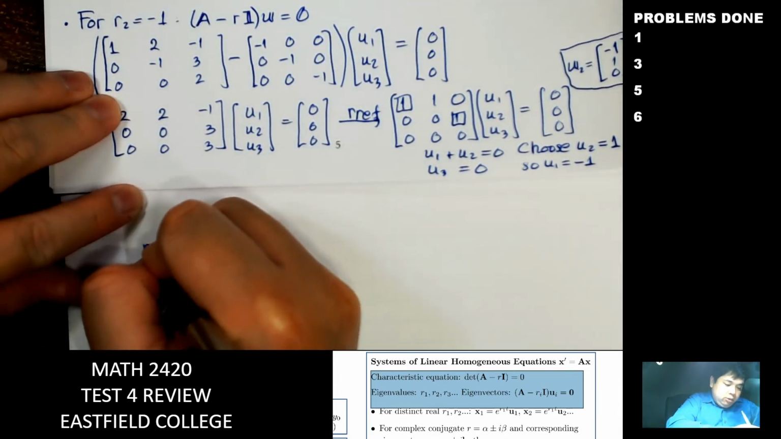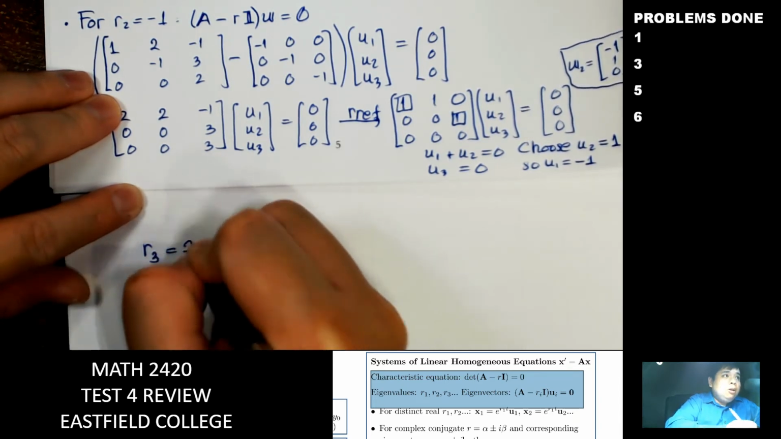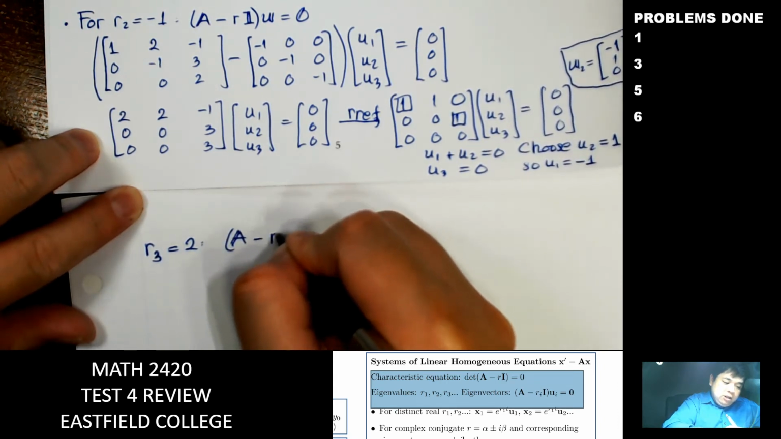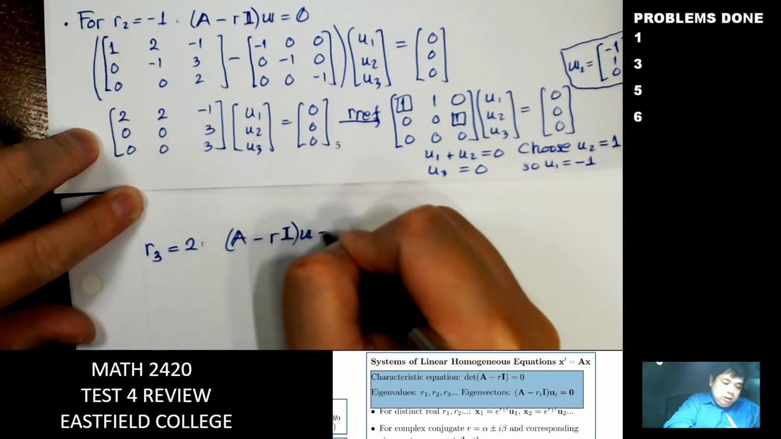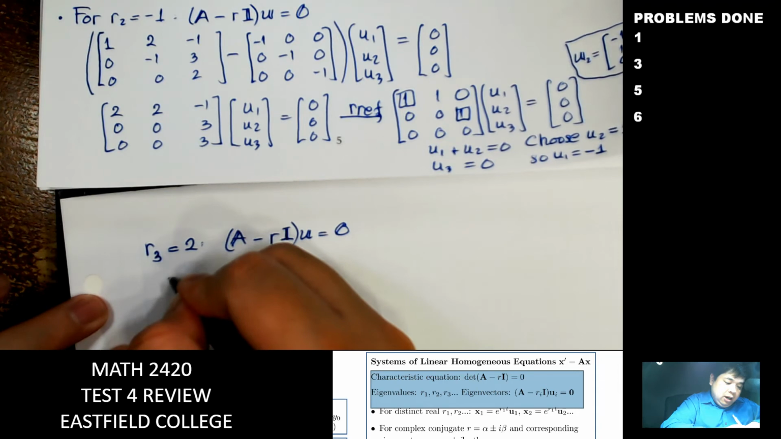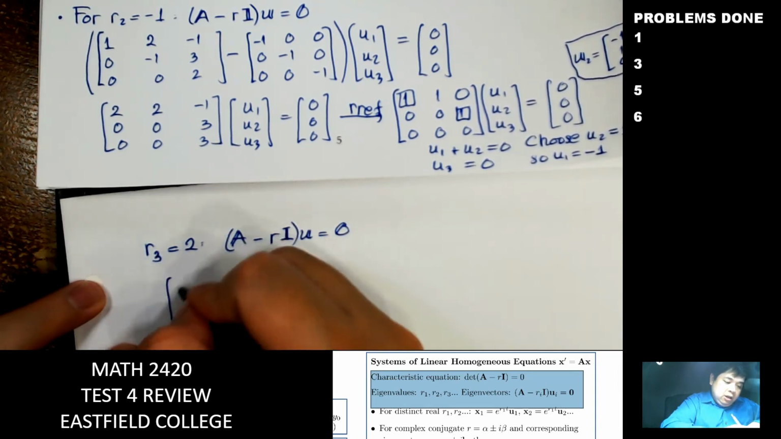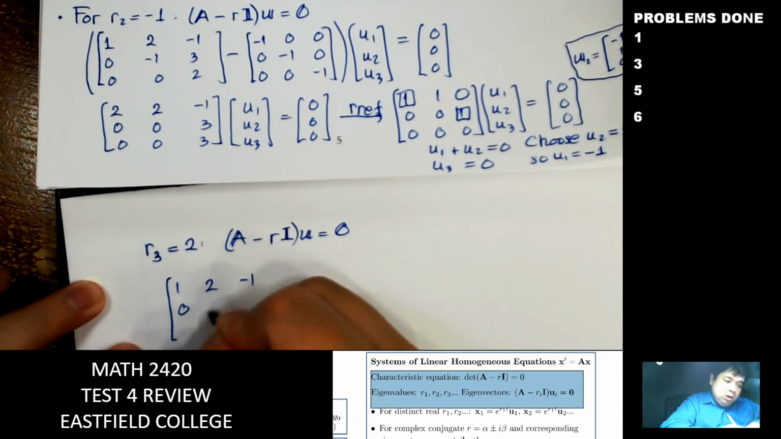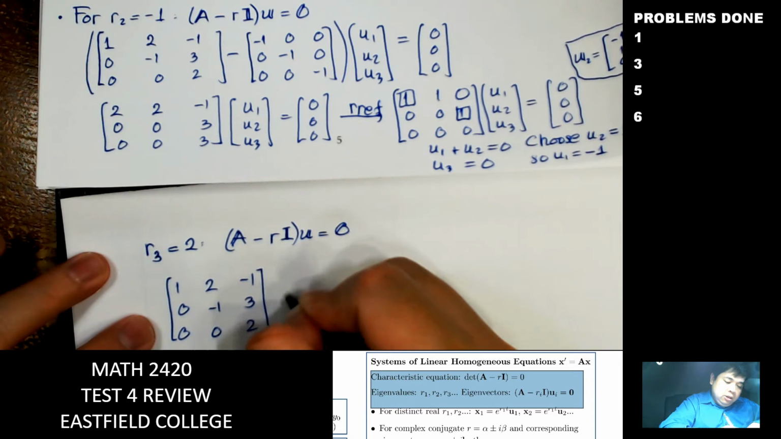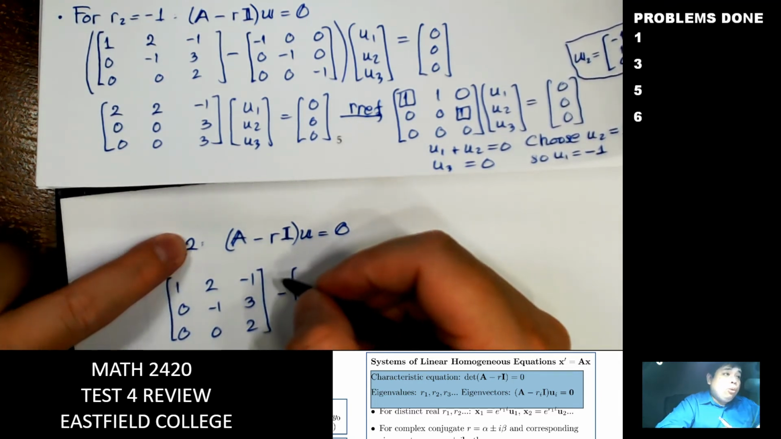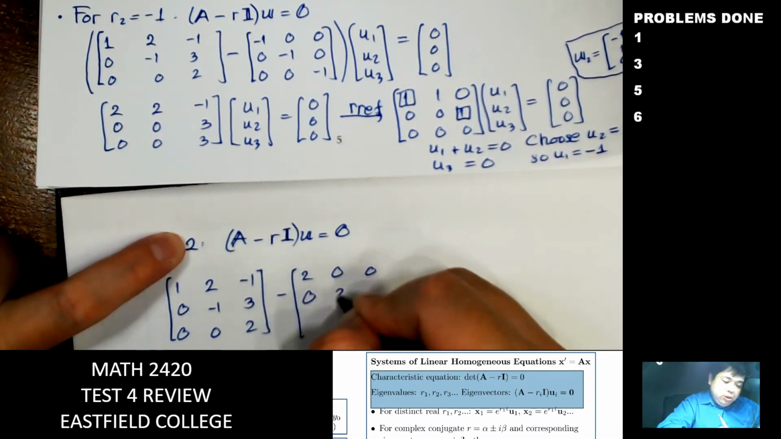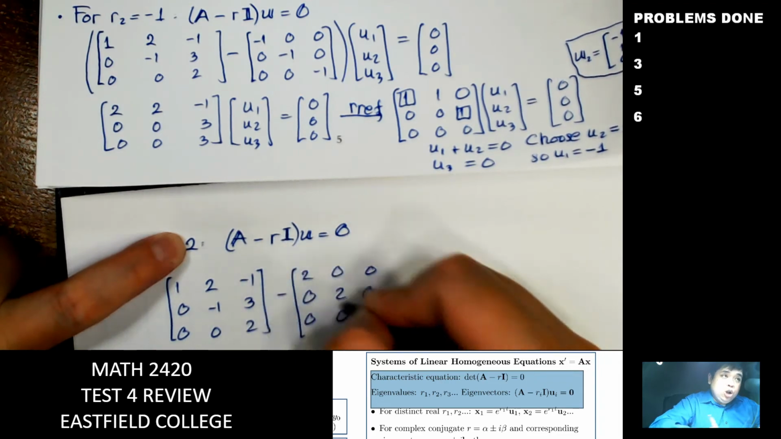R equal to 2. The equation: the matrix A, 1, 2, -1, 0, -1, 3, 0, 0, 2, minus. Now we put 2 into the identity, so 2, 0, 0, 0, 2, 0, 0, 0, 2. The 2 will be for the diagonal.